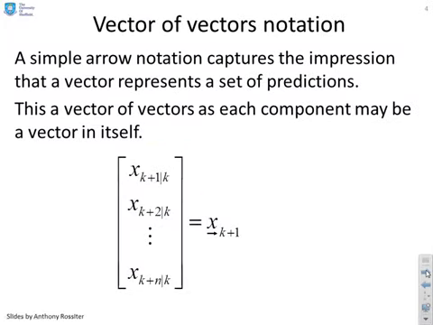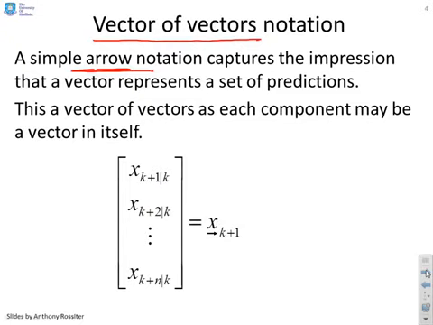Now what we want to do here is introduce the vector of vectors notation. What we're going to do is use a simple arrow notation in order to represent these vectors of vectors. The reason we use arrows is because they represent direction in some sense, and so an arrow pointing to the right is going to represent we're moving forwards in time, we're going future.